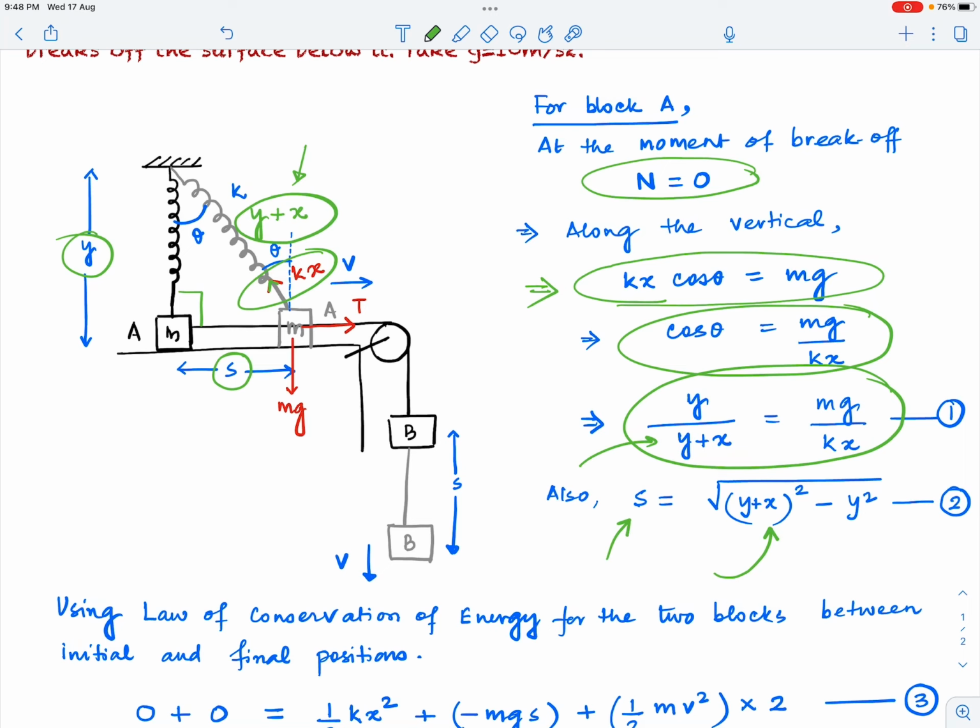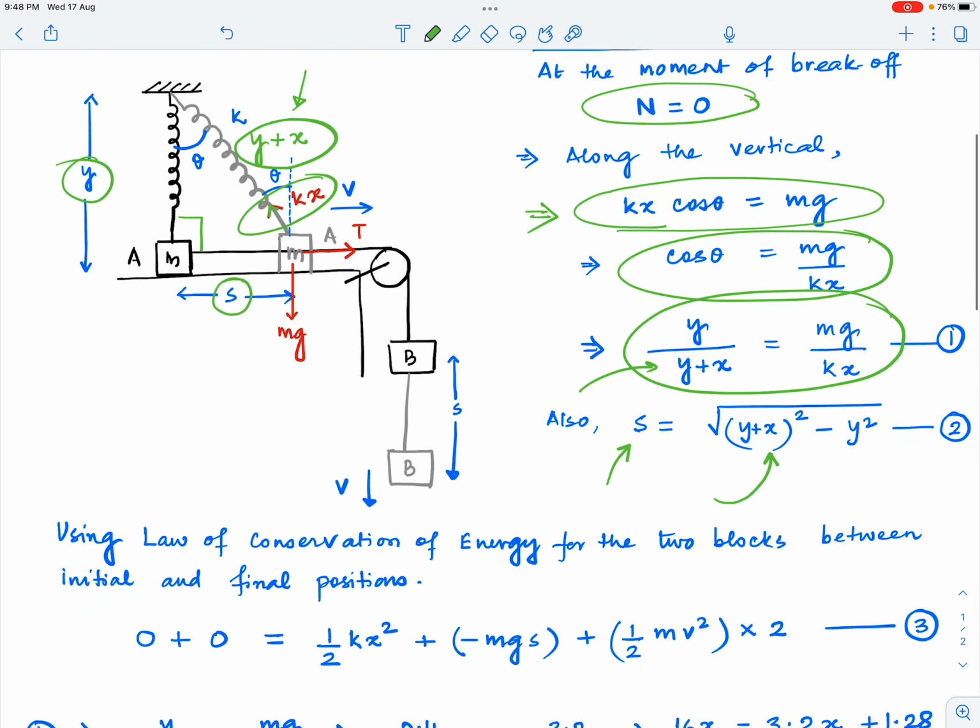So, using these two equations, we can find out the value of x as well as s, and now we can use the final equation, which is the law of conservation of energy, taking both the blocks together as a system. We are going to use this energy conservation between the initial position of the two blocks and their final position, where we are assuming that finally, let us say the two blocks are moving with the same speed v. Understand that both the blocks at any point in time will have the same speed because they are connected through one single string.